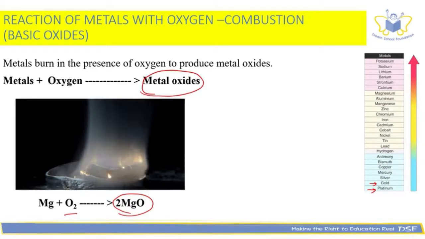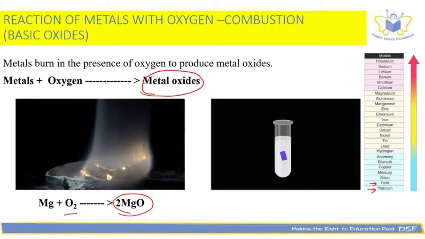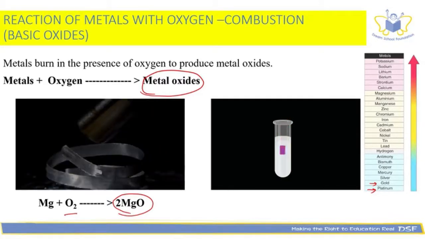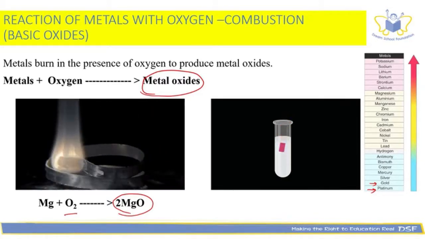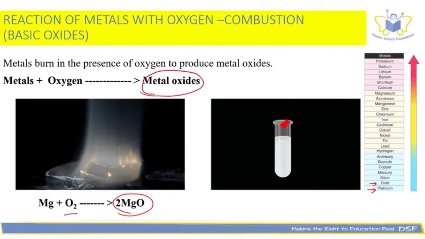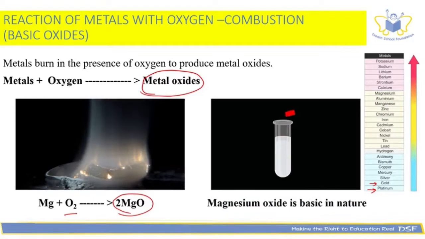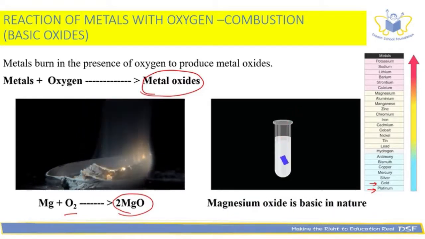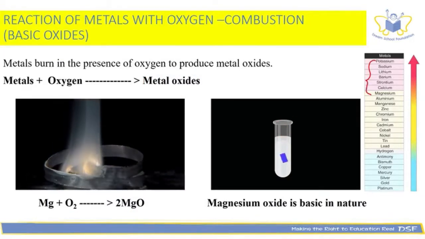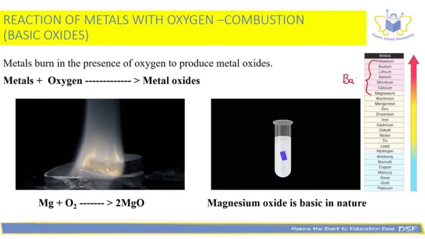When you dissolve the magnesium oxide in water and place red litmus in it, see what happens. It turned blue, right? So what does that mean? Yes, that means that magnesium oxide is basic in nature. Similarly, most metal oxides are basic in nature. Oxides formed by all these metals are basic in nature.